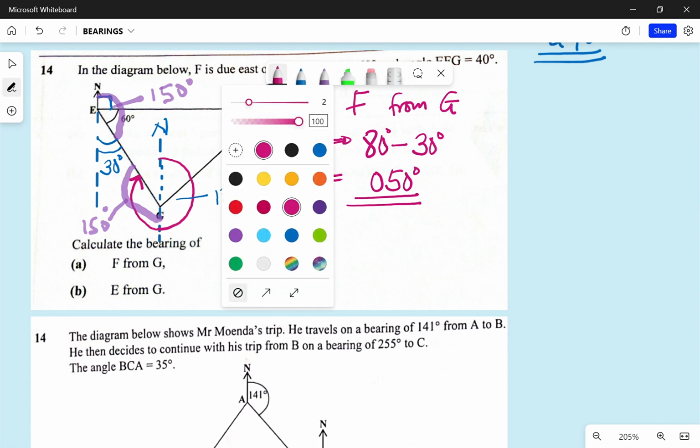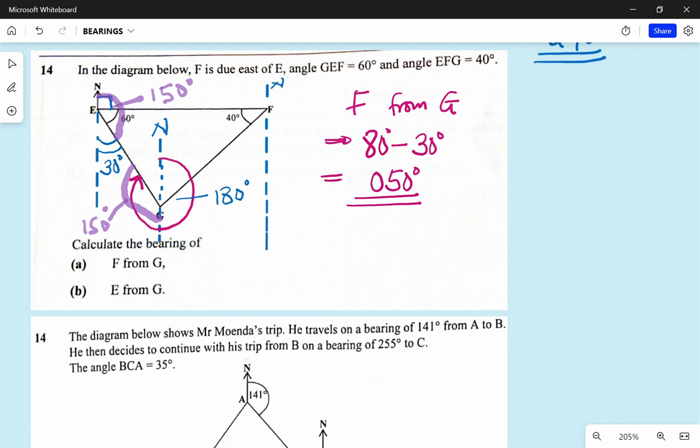E from G is equal to 180 degrees plus 150 degrees, which is going to give us 330 degrees there. Okay, we are done for this one. I hope we have understood. All right, so that is E from G. The next question.